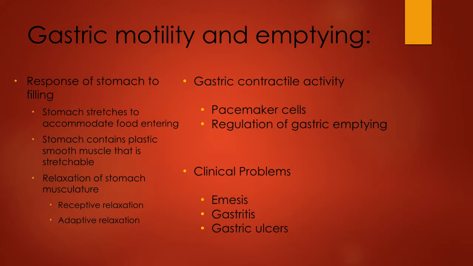Gastric contractile activity includes pacemaker cells, which set the basic electrical rhythm, about 3 contractions per minute. It is altered by hormones and nerves. Clinical problems include emesis, which is throwing up and vomiting caused by bacteria and alcohol, gastritis, which is inflammation of the stomach wall, and gastric ulcers, which are erosions in the stomach wall caused by Helicobacter pylori.